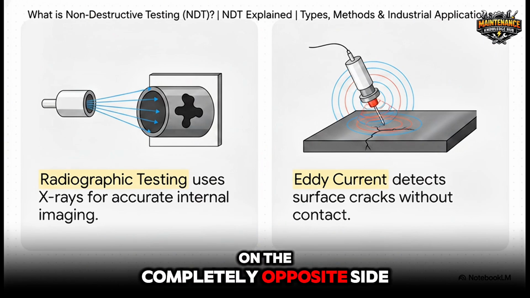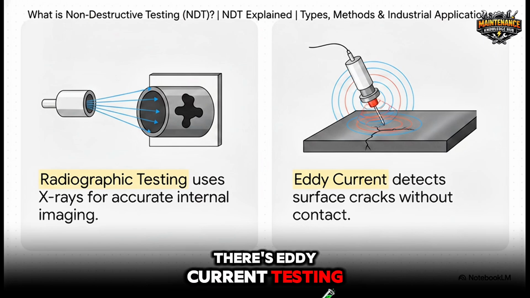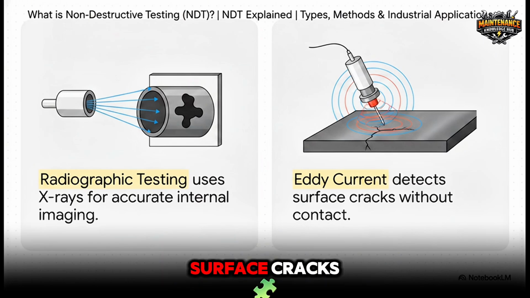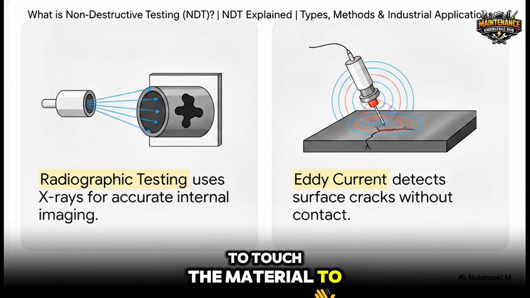On the completely opposite side, there's eddy current testing, or ECT. This one uses electromagnetic induction to find surface cracks in conductive metals. The crazy part? It's lightning fast and totally contactless. You don't even have to touch the material to test it.